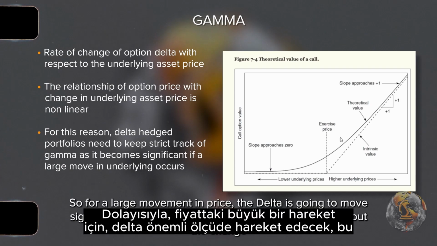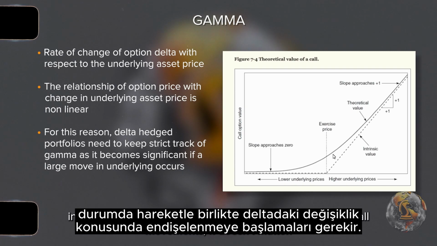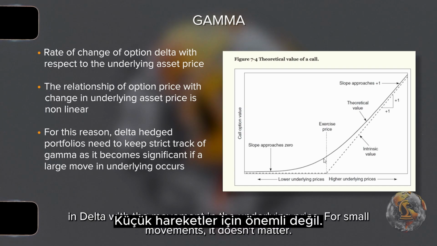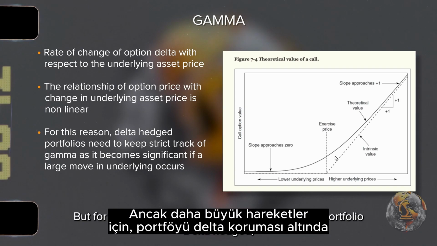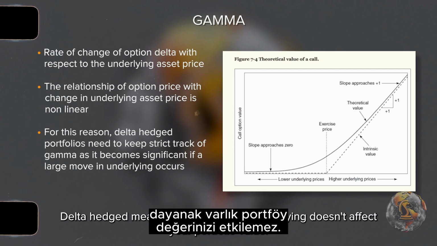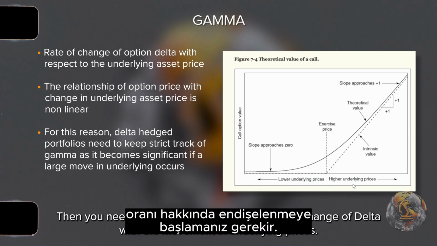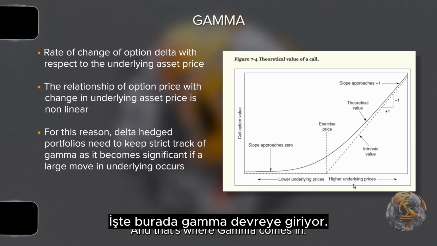So for a large movement in price, the delta is going to move significantly, in which case they need to start to worry about the change in delta with the movement in the underlying price. For small movements, it doesn't matter. But for larger movements, if you want to keep your portfolio delta hedged, meaning movement in the underlying doesn't affect your portfolio value, then you need to start to worry about the rate of change of delta with the movement in underlying prices. And that's where gamma comes in.